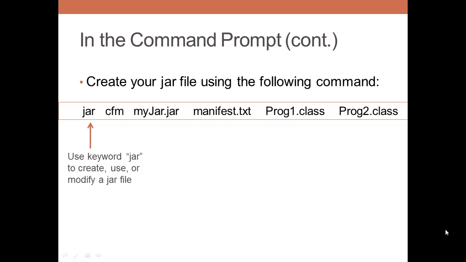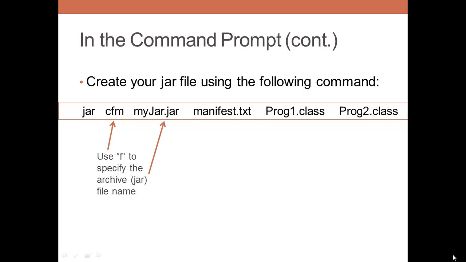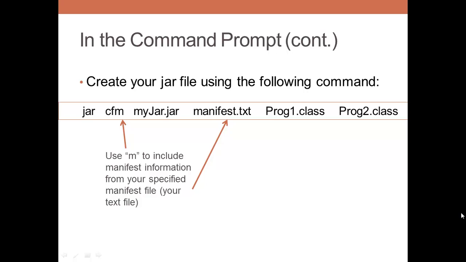To create your jar file, you're going to enter the following command in the command prompt. We use the keyword jar, and now we can use it since we've set our path. Next, we used CFM. The C is used to create a new Java archive file, a jar file. The F is used to specify the name of the jar file, so I've called mine myjar.jar.